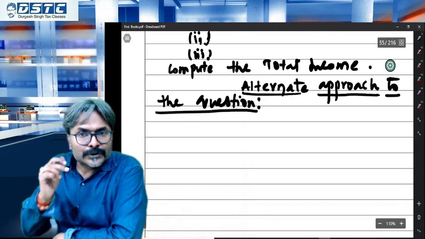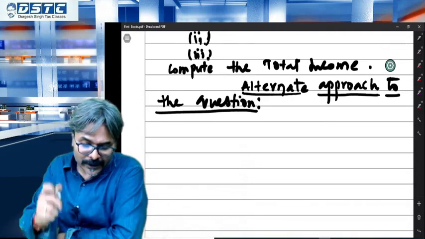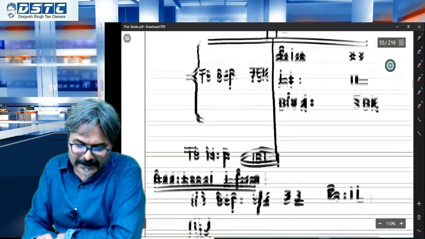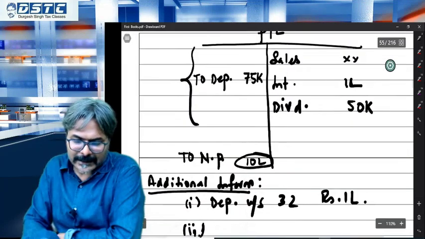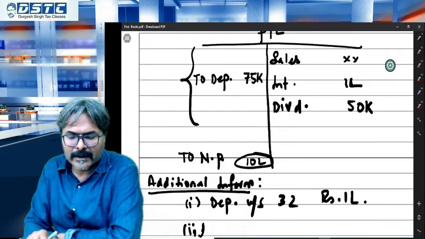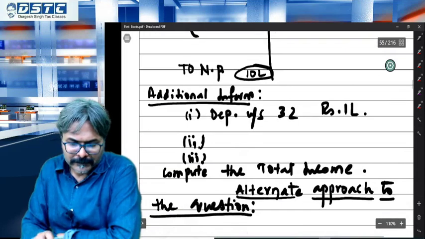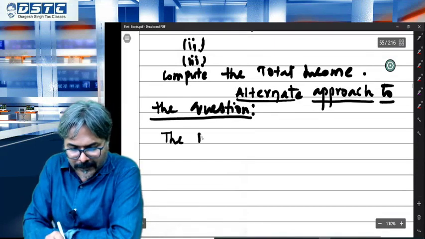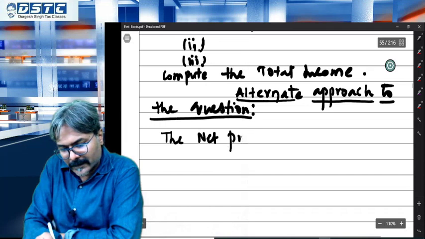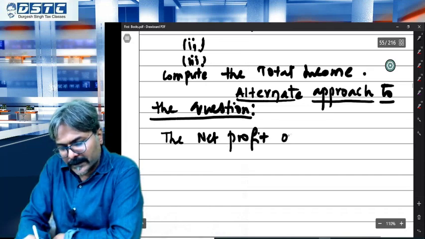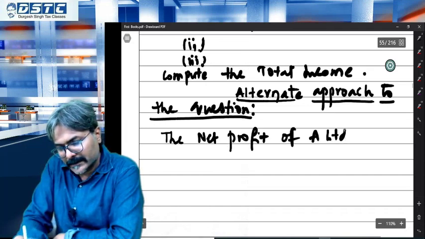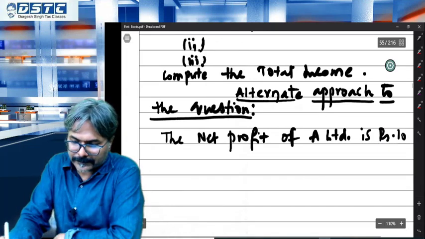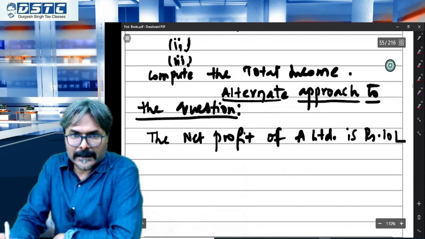So, alternate approach to the question. What is this alternate approach I'm talking about? It's just like this. What they now give in final CA is your net profit, students. Here it is 10 lakh, depreciation 75,000, interest say 1 lakh, dividend say 50,000. They will give you like this. They are going to give you the net profit. The net profit of A Limited is rupees how much? 10 lakhs.